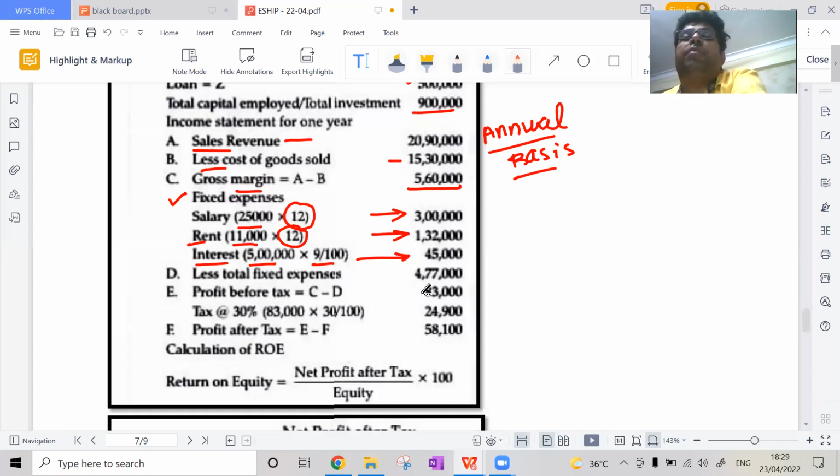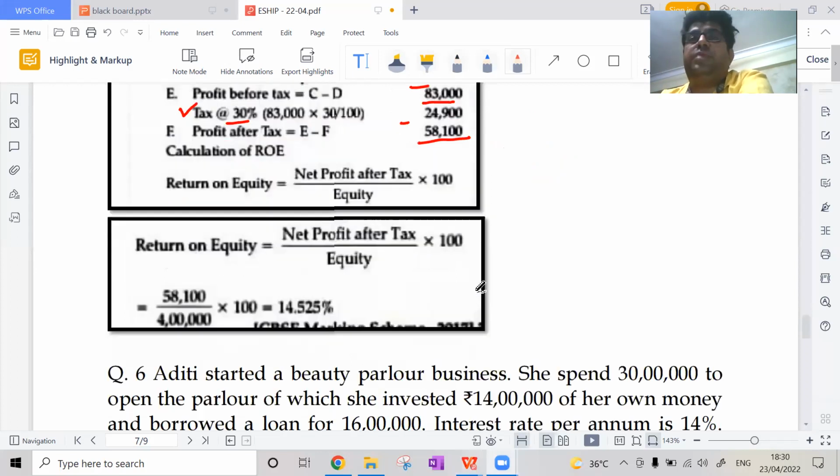After deducting fixed expenses, my total profit before tax is 83. Now they have given the tax rate that was 30%. Deducting that tax rate, I am getting 58,100 as profit after tax. And beta wahi lena hai. Okay, I have to take it overall that.